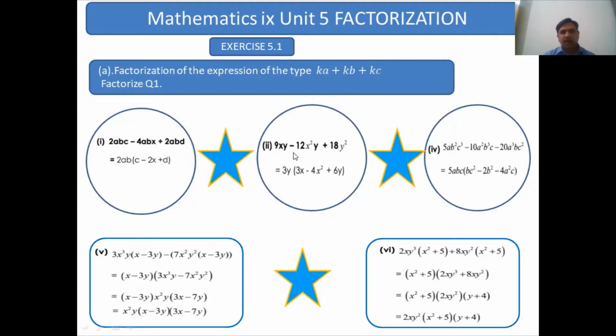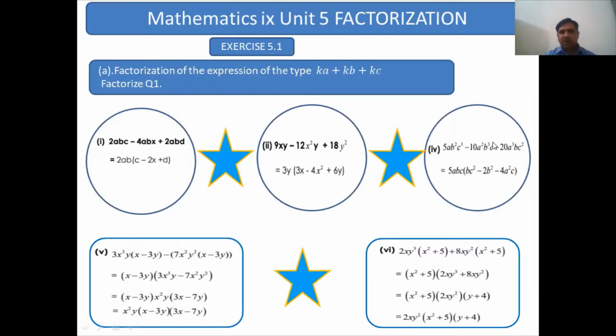Again, part 2, 9xy minus 12x square y plus 18y square. Here the common multiple is 3, and moreover in these three expressions we can take y as a common. So 3y is a common. So 3 threes are 9. So here is 3x minus 4x square plus 6y.